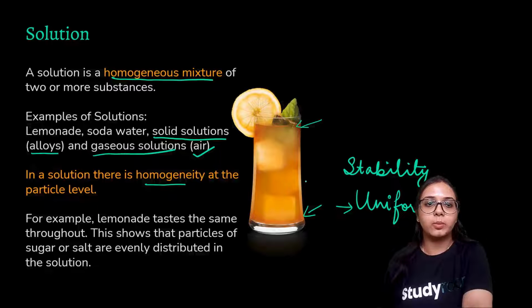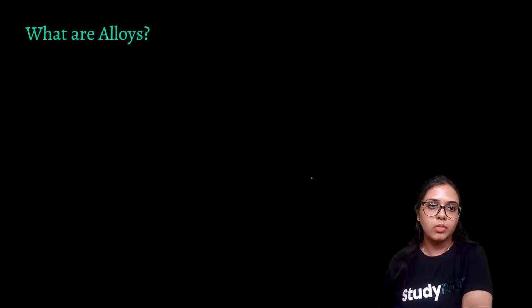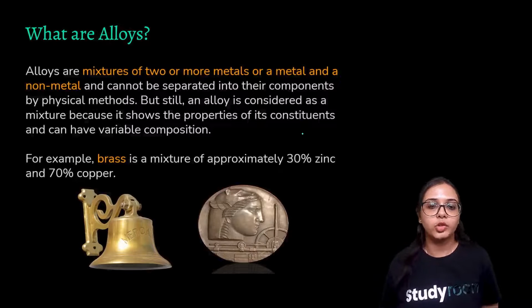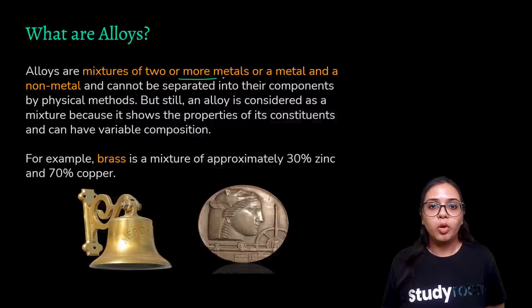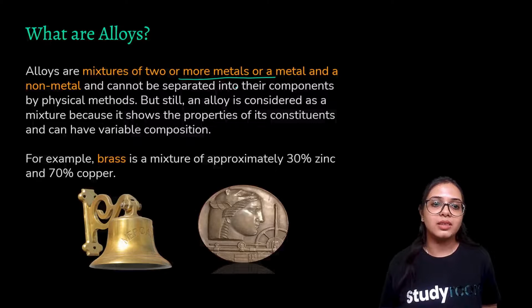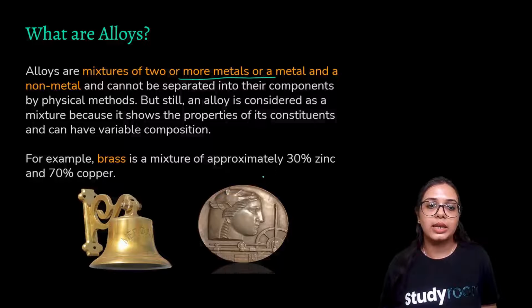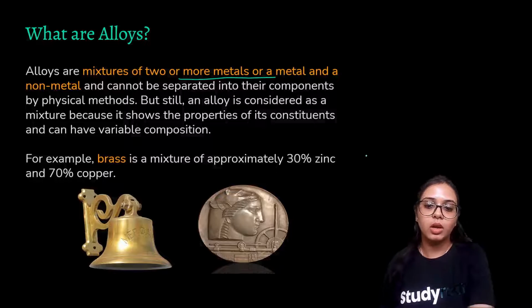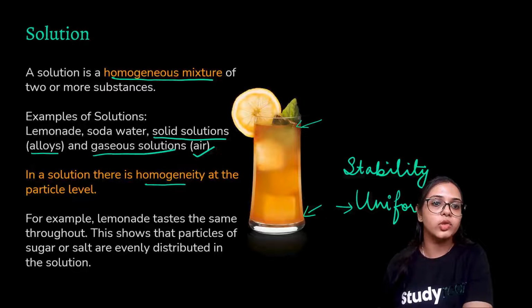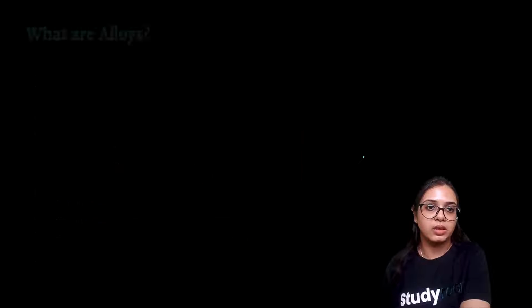So this is what we mean by a solution. What are alloys? Like I told you, solid solutions, they are alloys. An alloy is a mixture of two or more metals, or a metal and a non-metal, and cannot be separated into their components by physical methods. But still, an alloy is considered a mixture because it shows the properties of its constituents and can have variable composition.